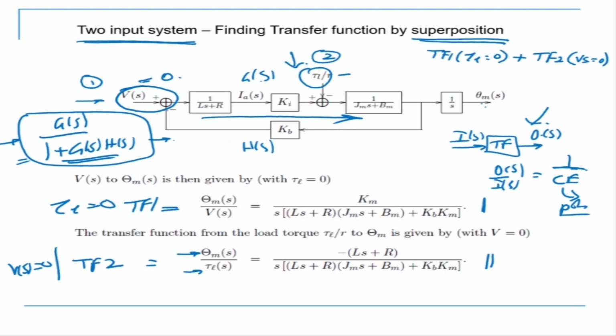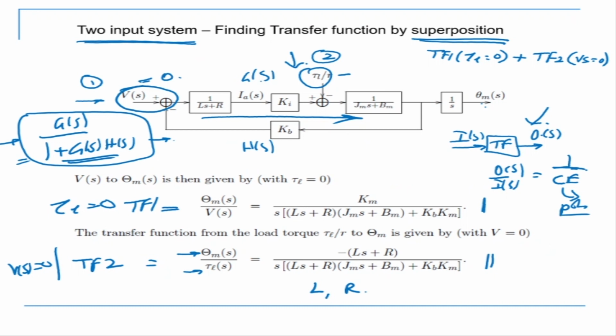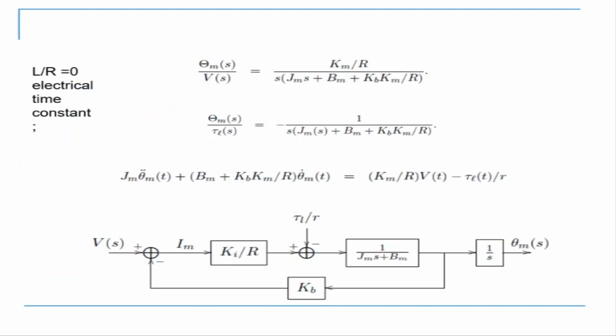Now we find that there are terms like L, which is the inductance, and R, the resistance. For a motor we know that the electrical time constant L by R is almost equal to 0. So in this equation, I divide this by R, so I get L by R here and I get 1 here. When I divide by R, I set L by R equal to 0.